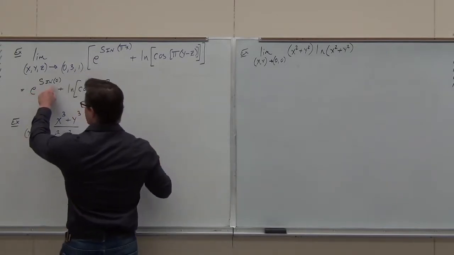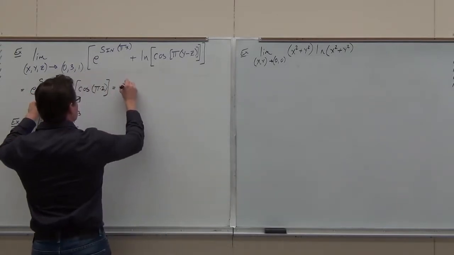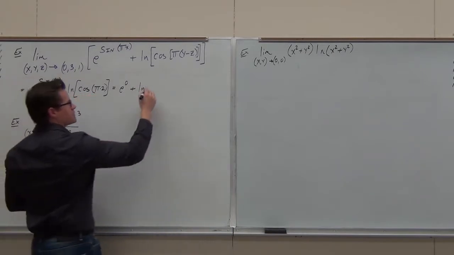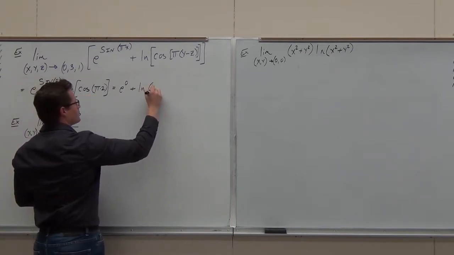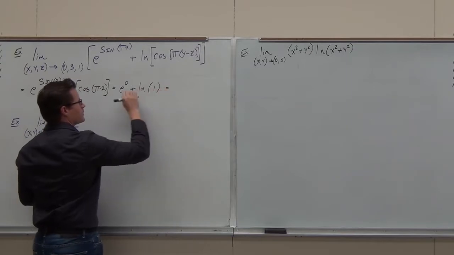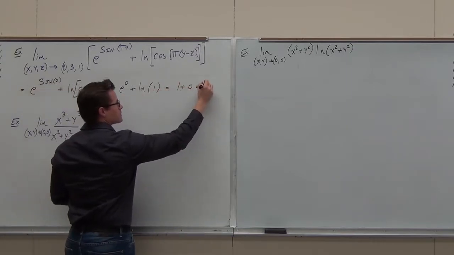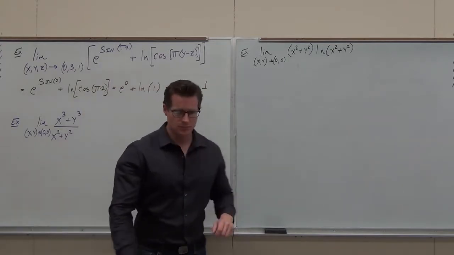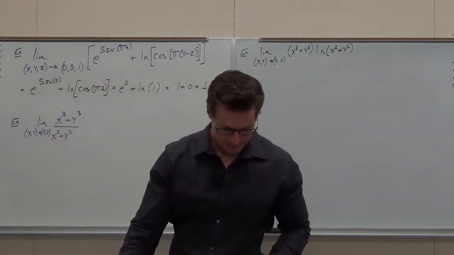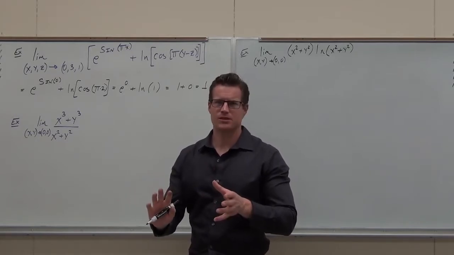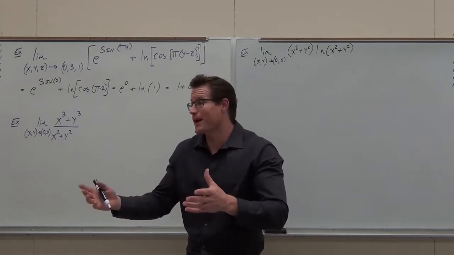How much is sine of 0? 0. How much is cosine of 2 pi? 1. How much is that? 1. Plus? 0. Equals? Limits 1. Okay, yes, no. Easy, medium, hard. Plugging stuff in is pretty easy as long as you know to do that.